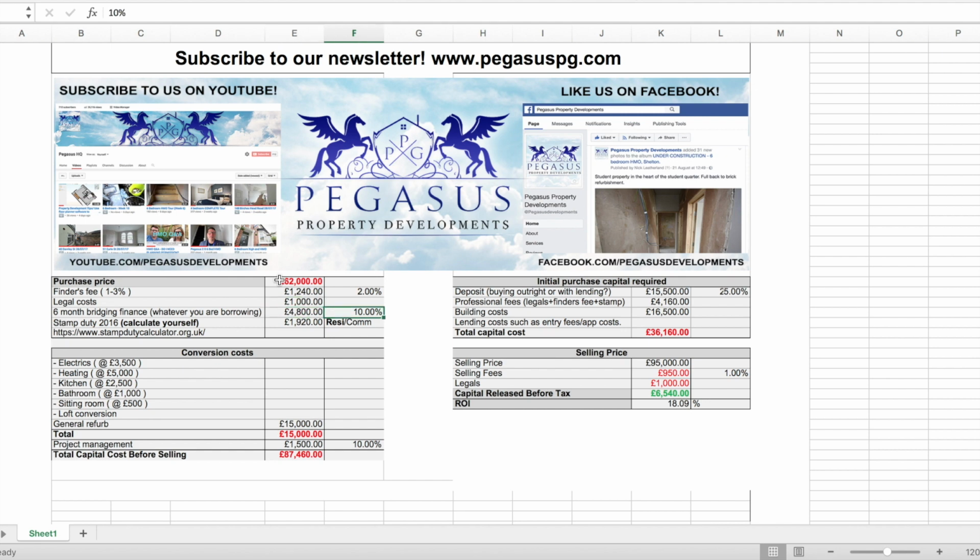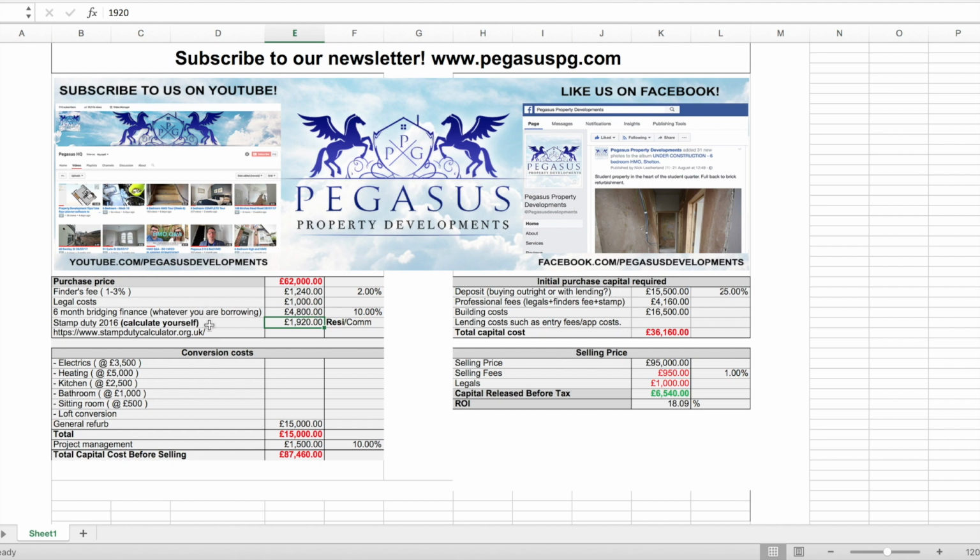Bridging finance, if you're using a bridge, basically just to quickly explain that one, you need to work out how much you're going to be borrowing if you're doing a bridge. So if you're borrowing 70% of the purchase price, for example, you need to work out what percentage you're going to be paying per month, including your entry and exit fees. So I've got 6-month bridging finance, or whatever you're borrowing, 6 months, 12 months, whatever, and you just put a percentage in there. So you've got to calculate this one yourself. You just got to work out what the percentage is, how much you're borrowing, and put that into this box here. Next, you've got stamp duty.